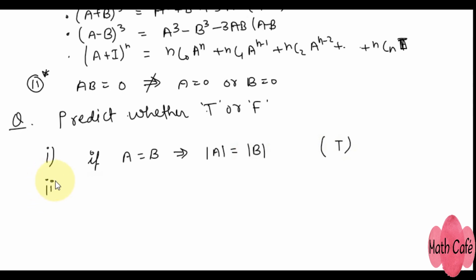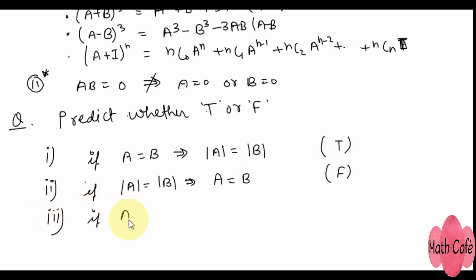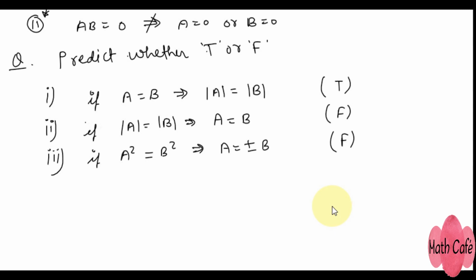In the second statement, it is written that if the determinant values of two matrices are equal, that means both matrices will be equal. The determinant values of two matrices being equal doesn't mean that both the matrices are equal. So this statement is false. In the third statement, it is written that if A square is equal to B square, that means A will be plus or minus B. No, that is false.